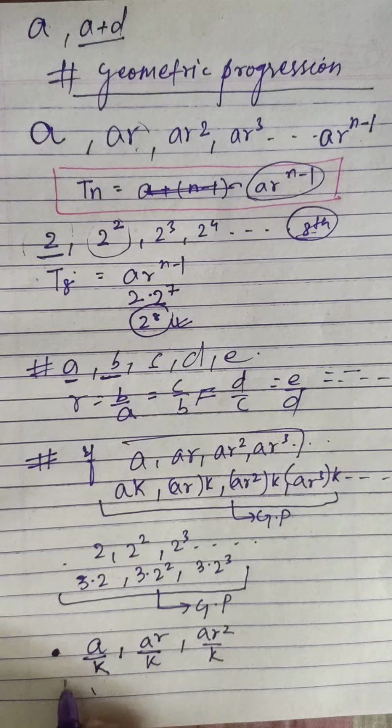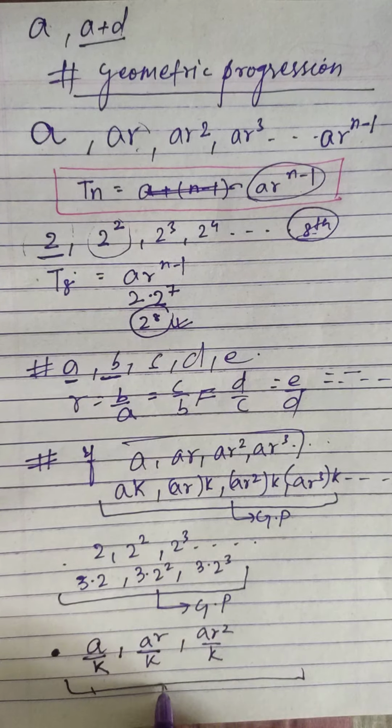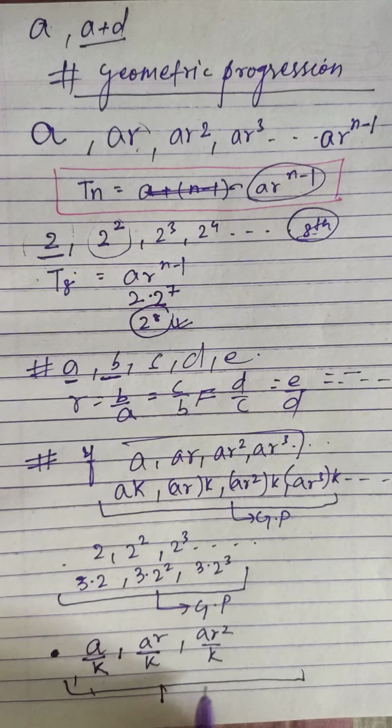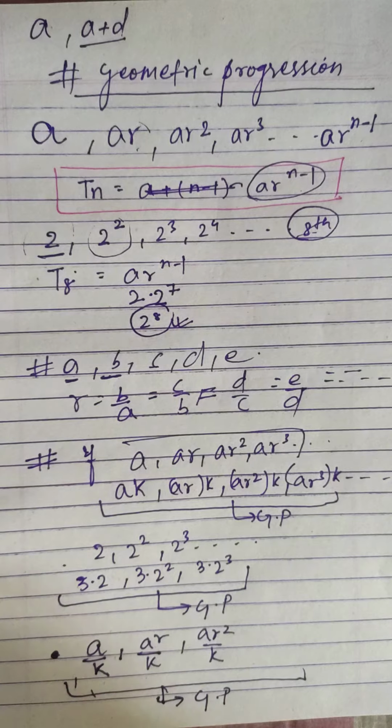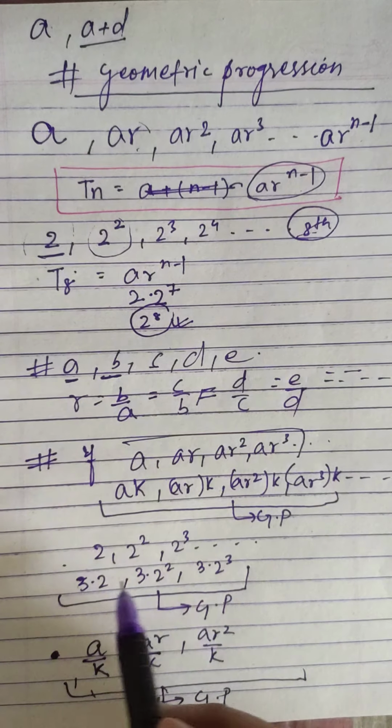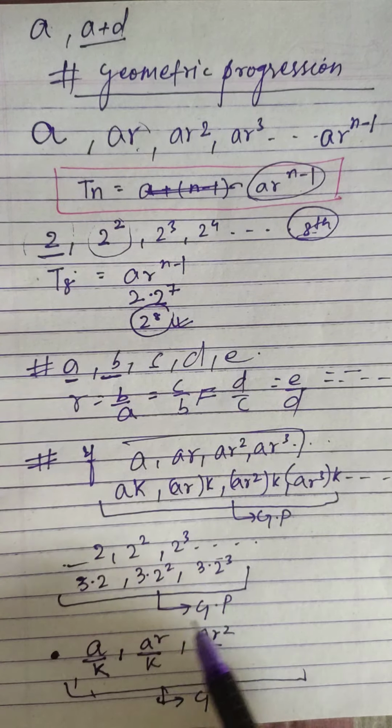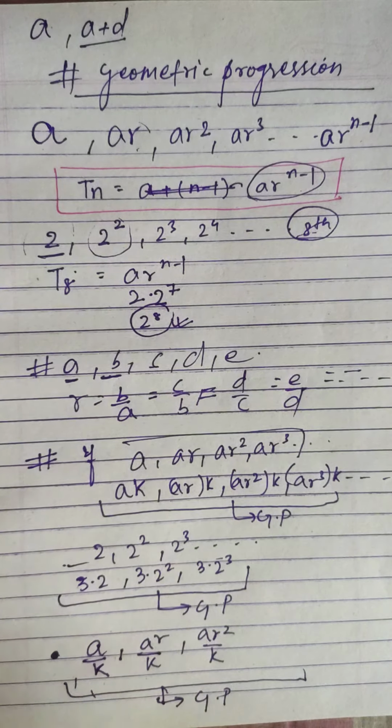Okay, then this resulting group of numbers is also going to be in GP. You can take an example and divide those GP terms by some constant, and you can observe it yourself whether the group of numbers you get after dividing by the constant is in GP or not.